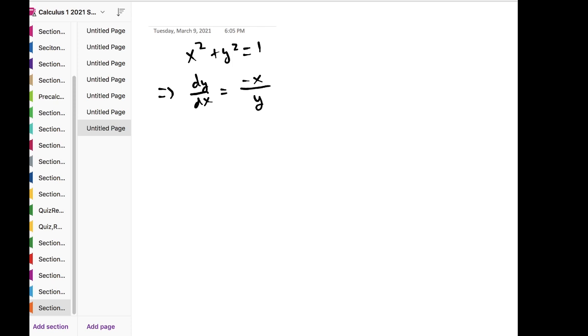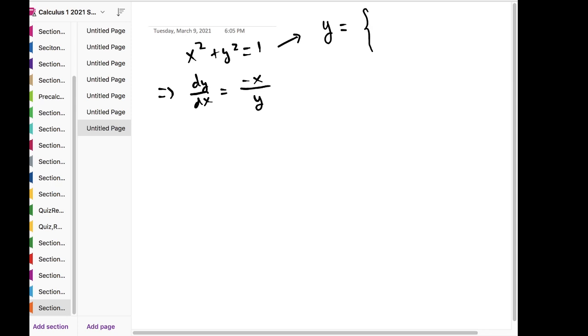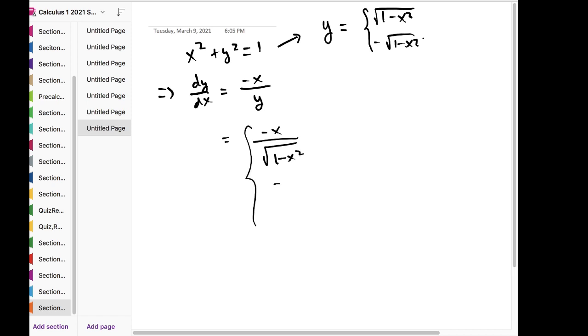All right, so what we can do here, if we want to make it even nicer, sometimes we don't have to do this, but notice that y is equal to the square root of 1 minus x squared and negative square root of 1 minus x squared. So what we could say is this is equal to negative x over square root of 1 minus x squared, and it's equal to positive x over square root of 1 minus x squared.